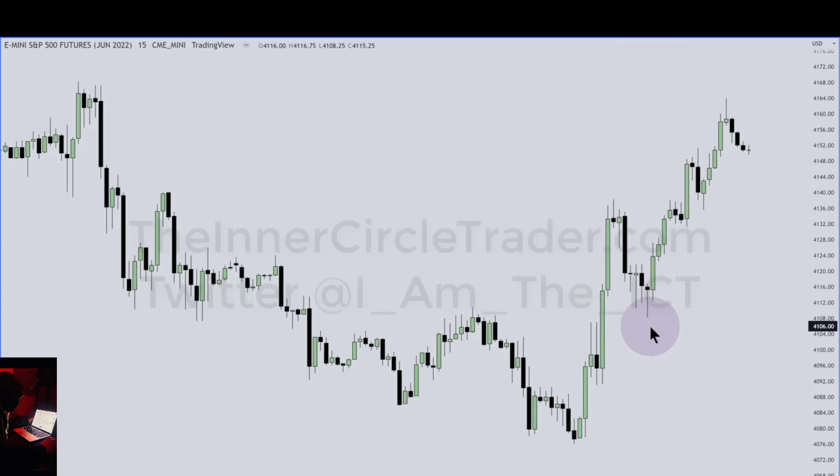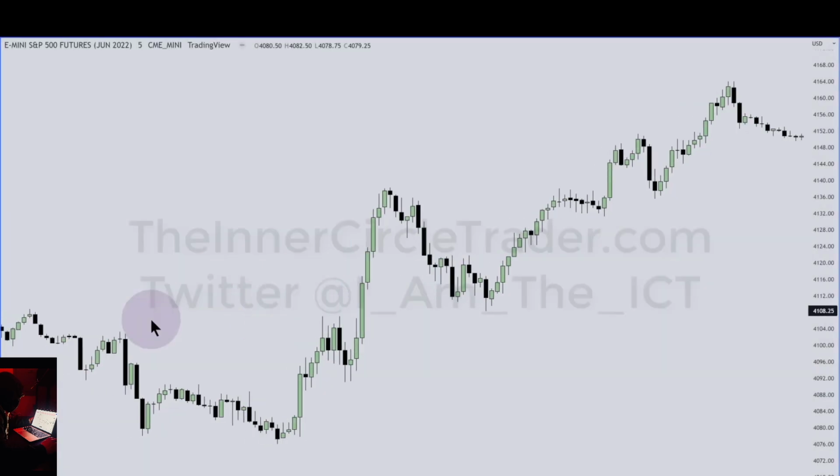I want to study real accumulation and distribution. Okay, how do I do that? I've already told you. We're going to go into a lower time frame, the 5-minute chart. All right, so here's the 5-minute chart. As you can see, the market did drop down.